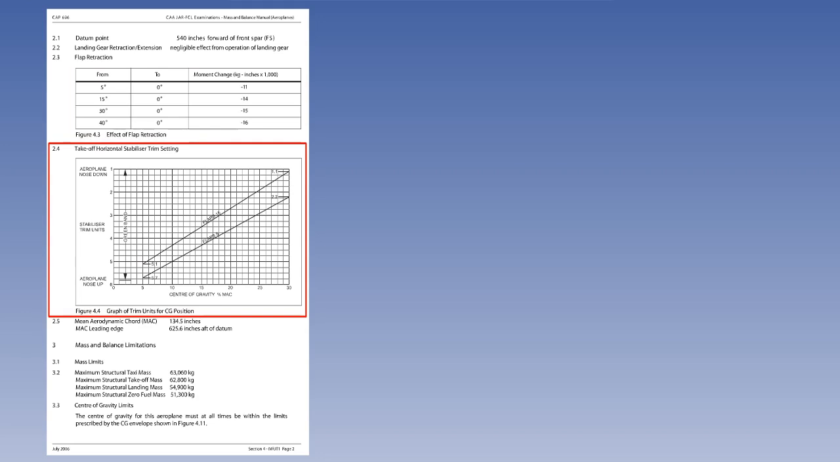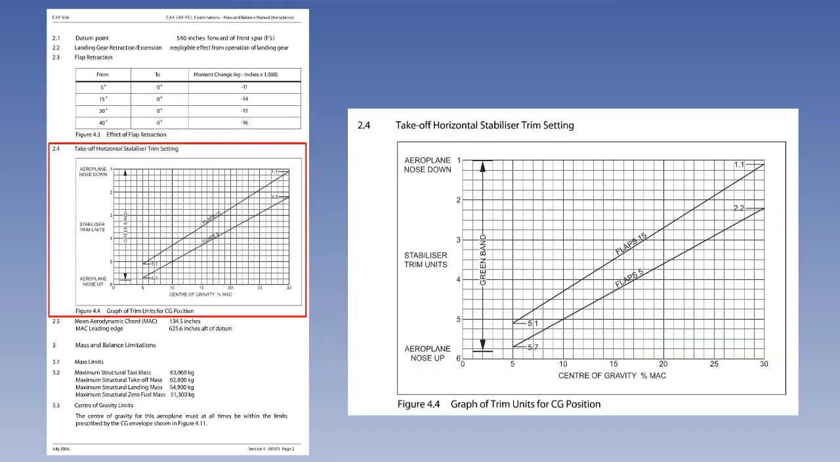The medium-range jet transport that we are studying from CAP 696 is fitted with a stabilizer, and the pilot has to set its position in association with the flaps before takeoff. A graph is provided in CAP 696, which is used to set the stabilizer trim units against the centre of gravity for either flap 5 or flap 15 position.